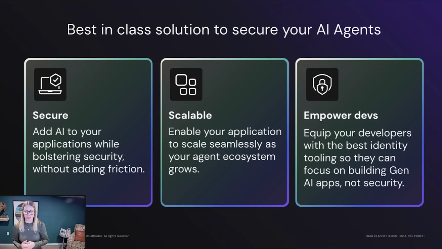They can enable those applications to scale as this agent ecosystem grows. At this point, I think we're all wondering what it's going to bring and how big it's going to get. And so with authentication and authorization, something like Auth for GenAI, you at least don't have to worry about the identity part of that because it can grow and scale with you. And then third, making sure developers are equipped with the best identity tooling so that they can focus on building these apps instead of being experts in security and being bogged down by all of that, because all of that is handled with something like Auth for GenAI.